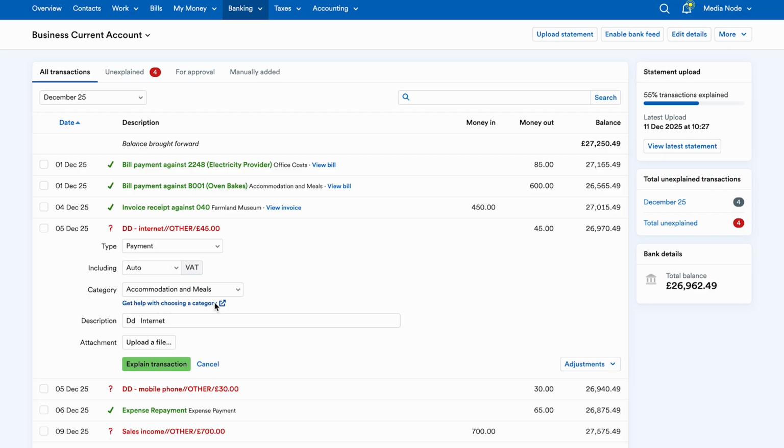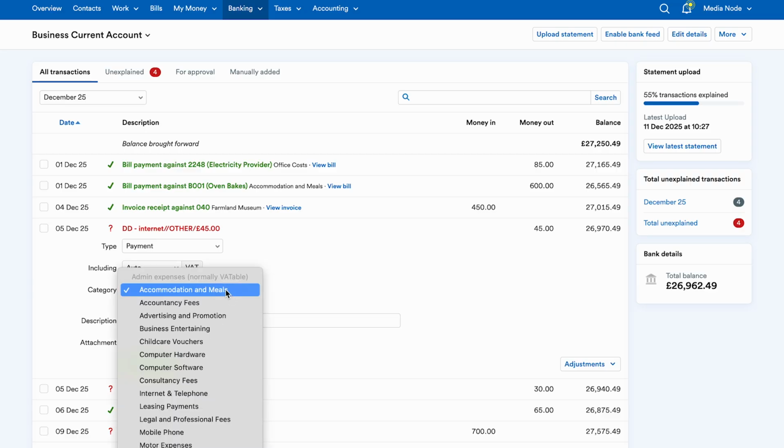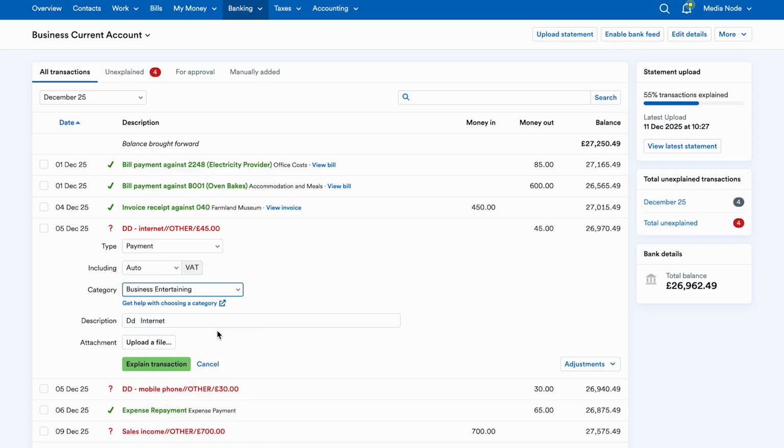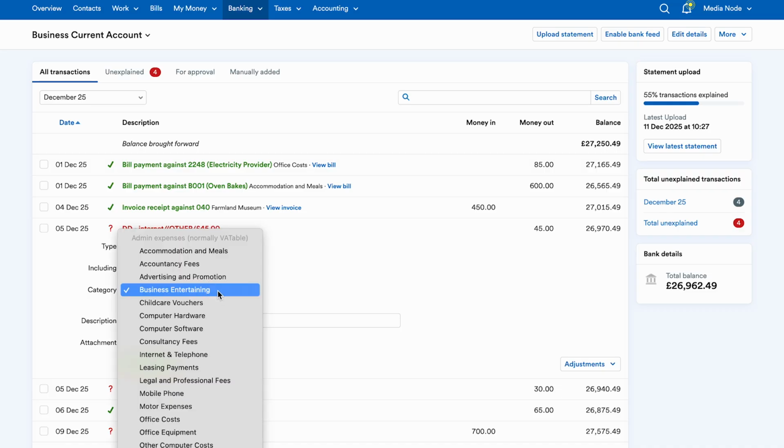Accommodation and meals would be used when you travel for business and stay away from home overnight. Business entertaining would be used for the cost of entertaining anyone who isn't a current employee of your business. For example, taking a customer or supplier out for a meal or to a sporting event.